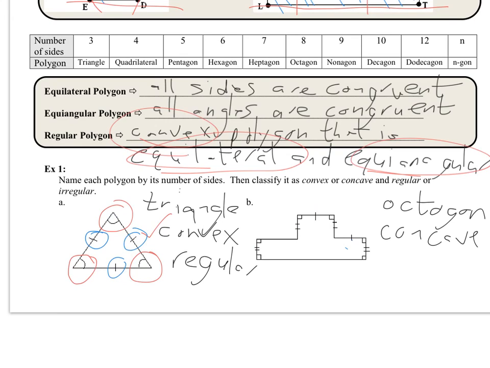And now our final test for being regular or irregular. Remember, it has to satisfy 3 parts. It has to be convex, equilateral, and equiangular, which it doesn't even satisfy the convex. So that automatically means that this problem is an irregular polygon.